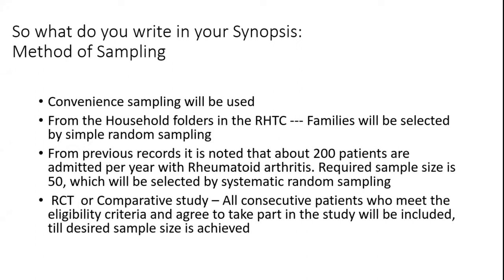Now, if you're doing an RCT or a comparative study, you don't have a list of the people at the beginning, isn't it? You don't know how many patients you're going to get. So you can say all consecutive patients who meet my eligibility criteria, and it will be applicable to most intervention trials. All consecutive patients who meet the eligibility criteria and agree to take part in the study will be included till desired sample size is achieved. This is a method of convenience sampling, but this is the way that you can write in your method of sampling. So we have covered how to write method of sampling in your study.